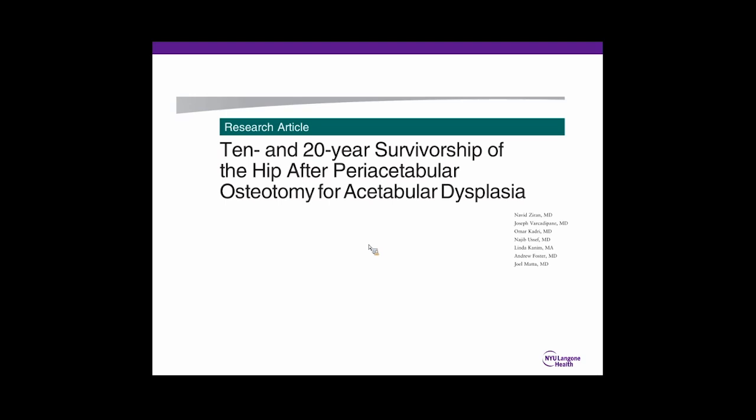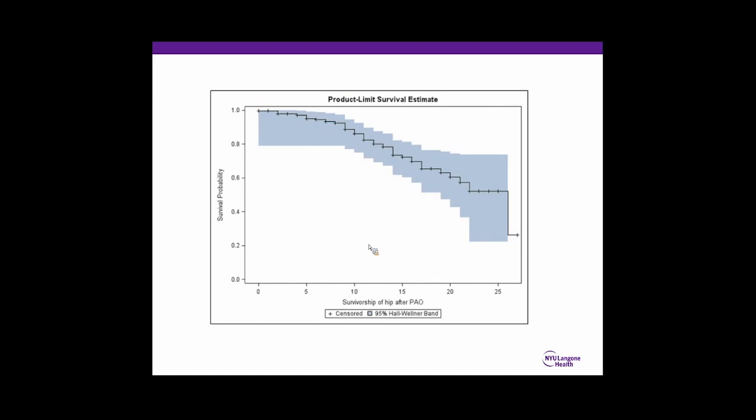But in general, this is probably the most recent series that's been published. This was published last year by Joel Mata, and this is his own personal series of 20-year survivorship after PAOs, and we know it is a very successful procedure when appropriately indicated. And the survivorship of PAO at about 10 years for all comers is somewhere around 90%.